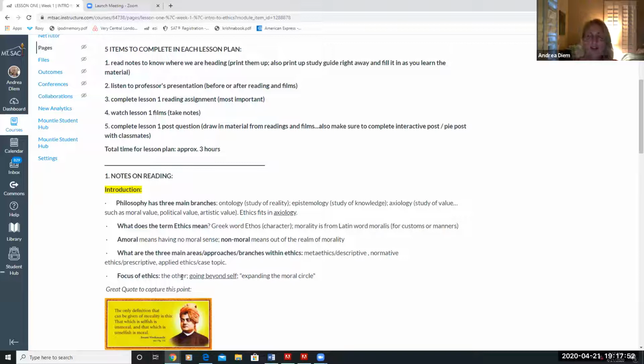First of all, this is a philosophy course, and philosophy, the word itself, means love of wisdom. Philosophia: philo is love and sophia is wisdom, so the love of wisdom. Philosophy traditionally has 3 main branches with a lot of sub-branches. If you were taking an introduction to philosophy course, you would learn these 3 main branches.